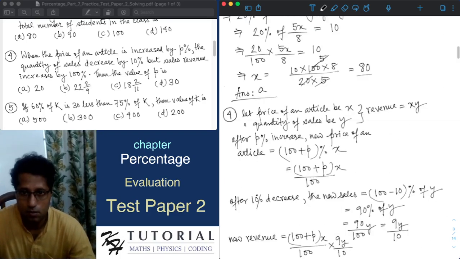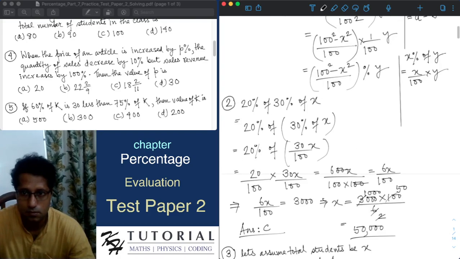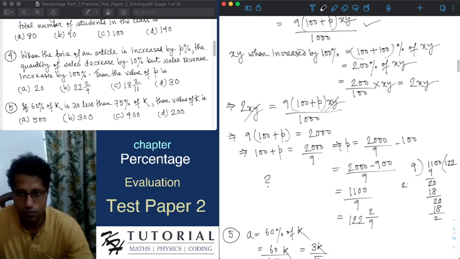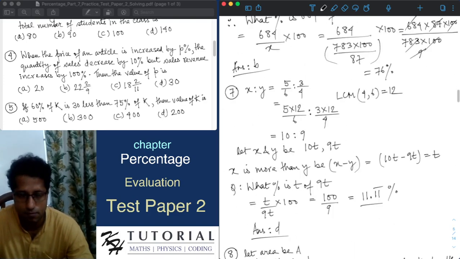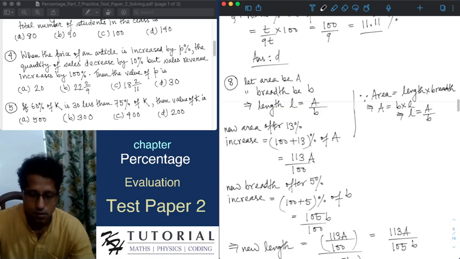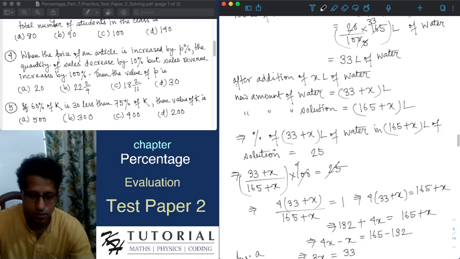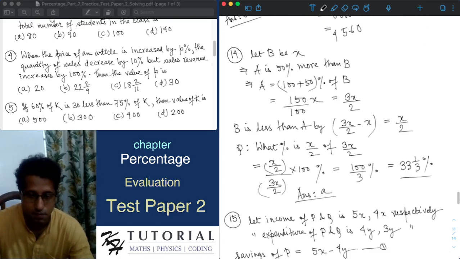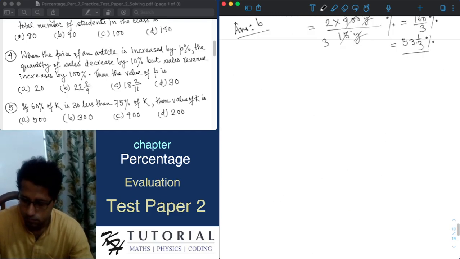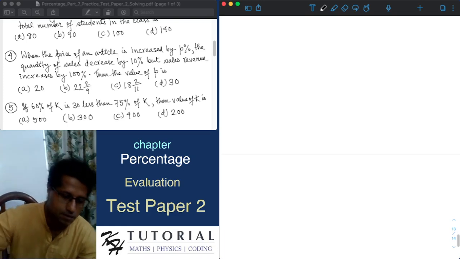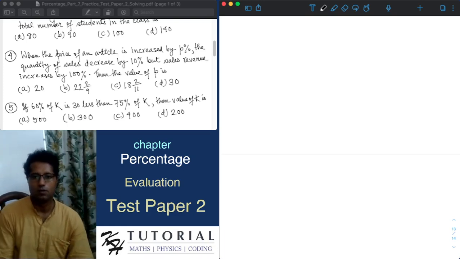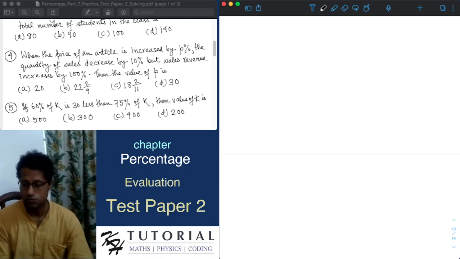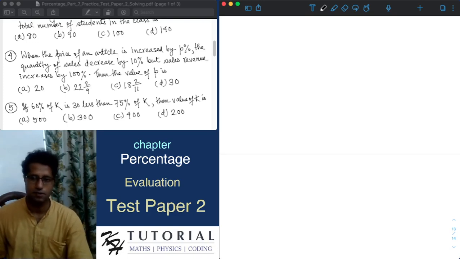I think all the previous questions are done. So this brings to an end the solving of test paper number 2. So we have test paper 1, test paper 2, and all the MCQs and the test paper 10, and all the problems of exercises 10A, 10B, 10C. They should give you a good practice of most of the variety of questions that are possible on percentage.